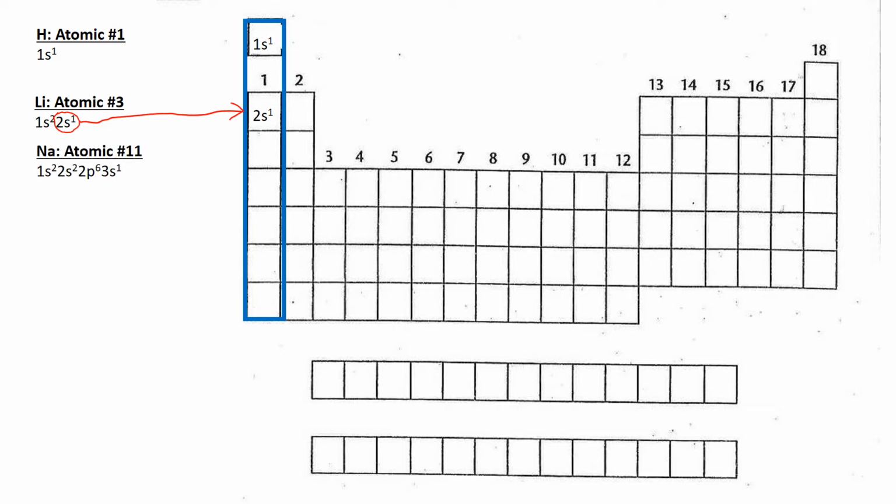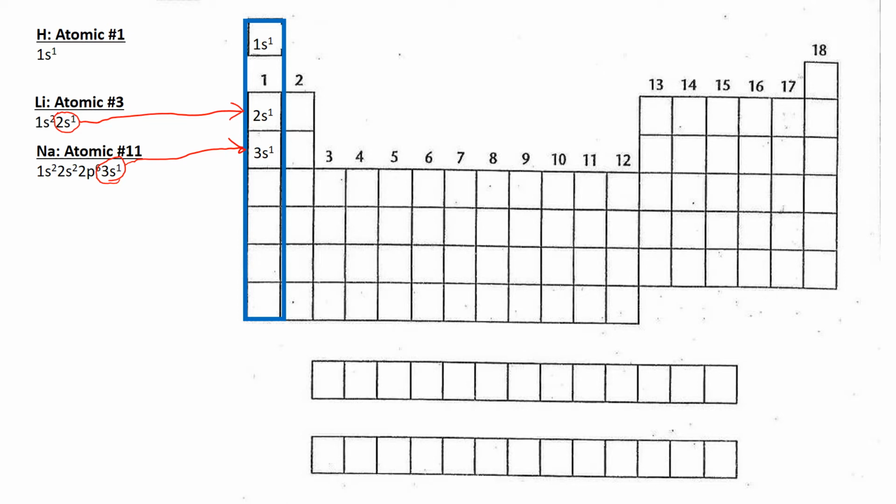The next element is sodium. So that's 11 electrons, 11 arrows to fill in. And if you do it correctly, you will find that you should end with 1 electron in the 3s sublevel. So 3s1. And again, we are just going to take that last sublevel and put it into the space for sodium on the periodic table. So that's 3s1.